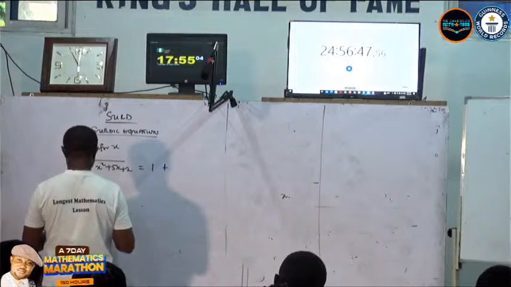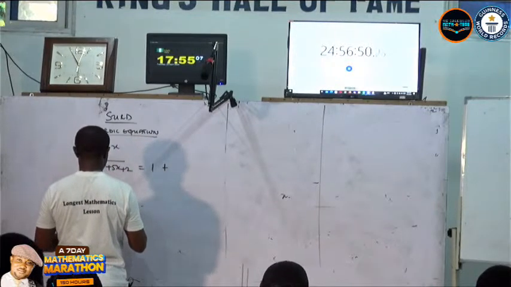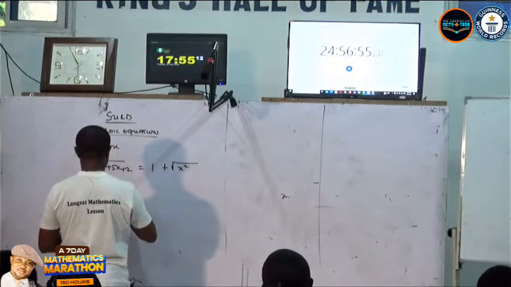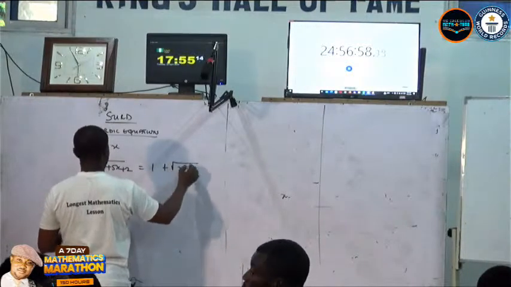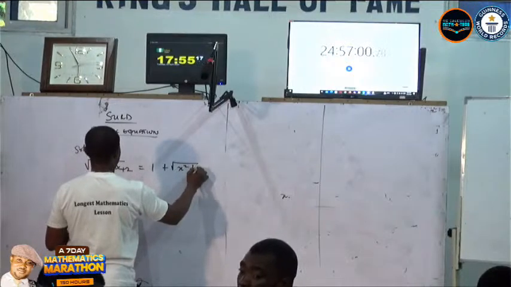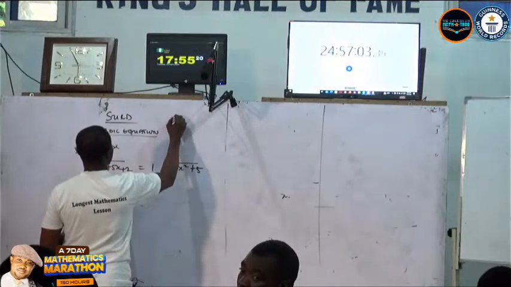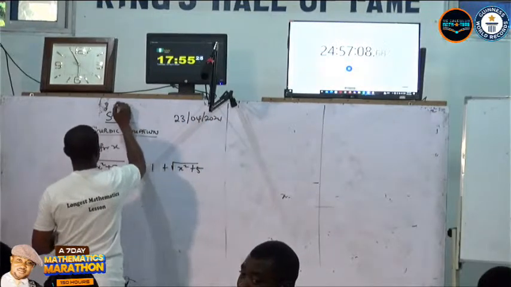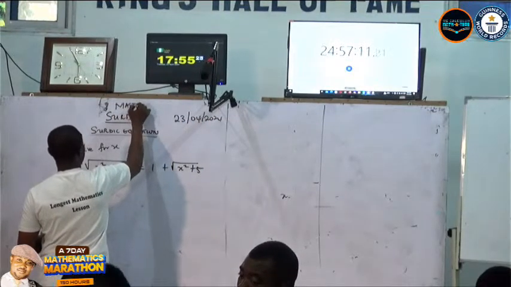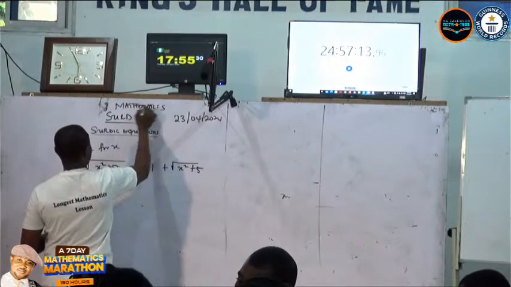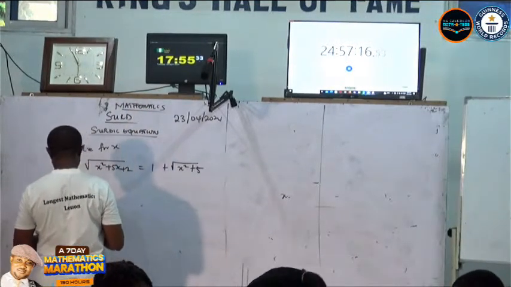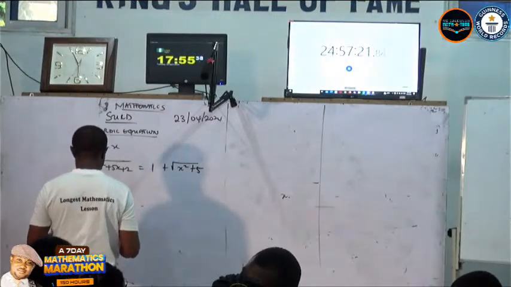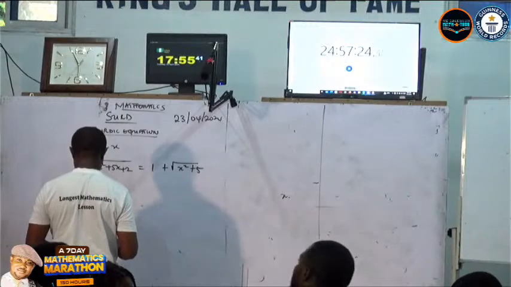The root of x squared plus 5x plus 2 equals 1 plus the root of x squared plus 5.